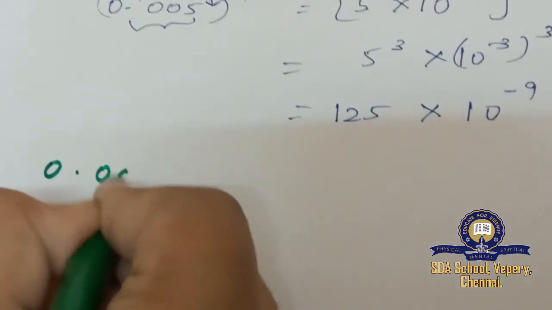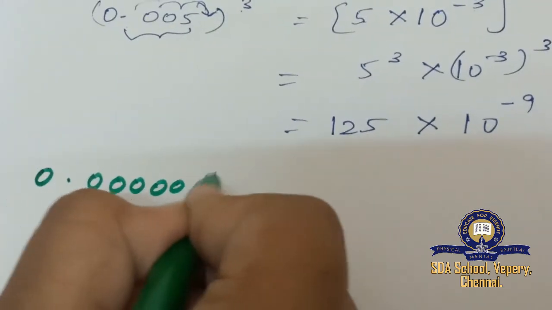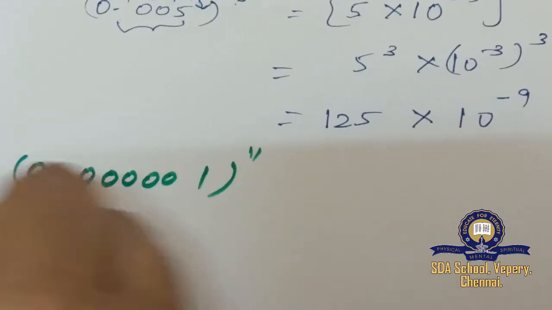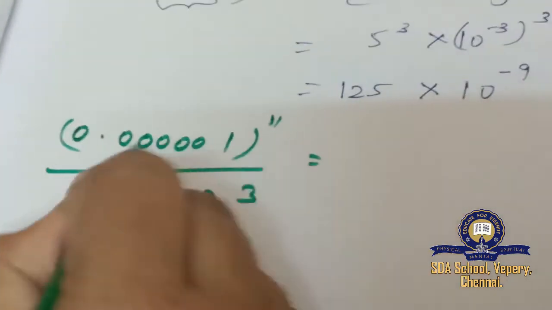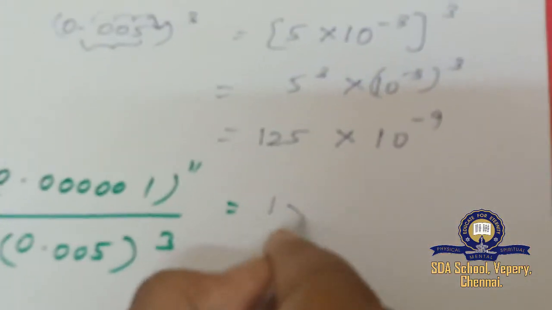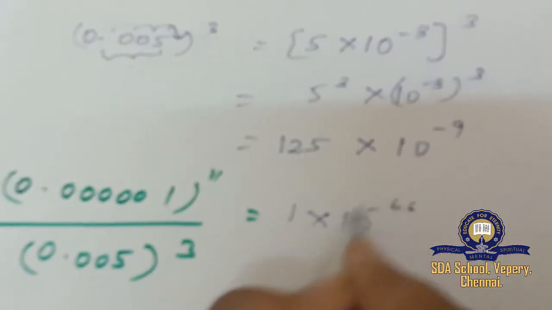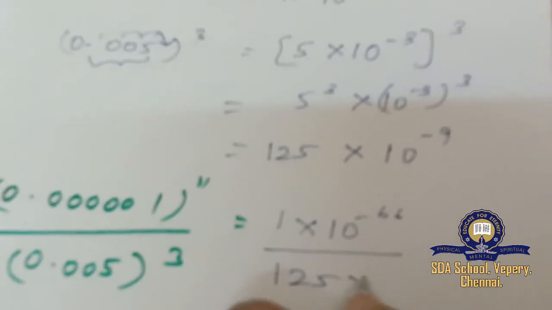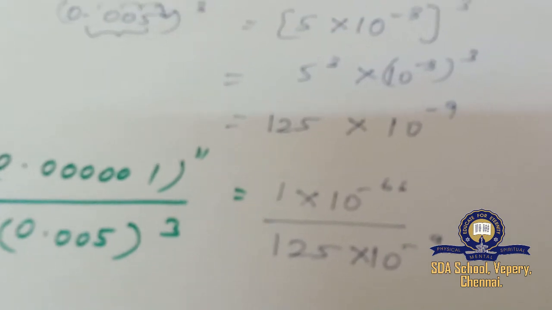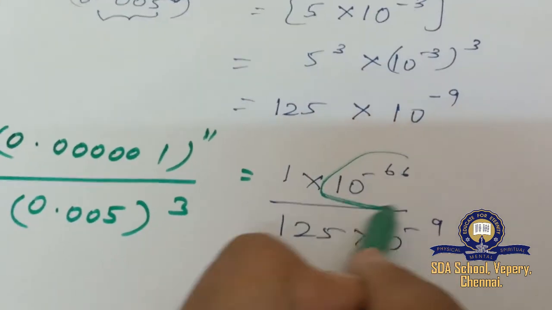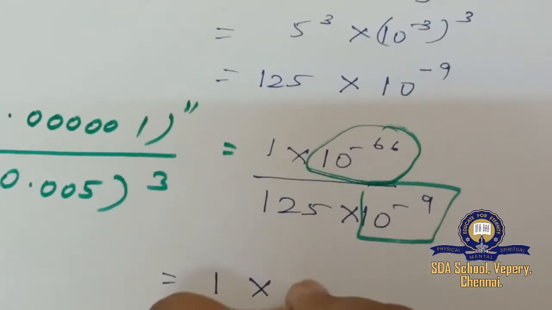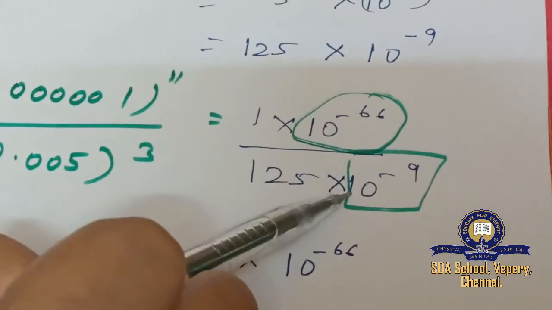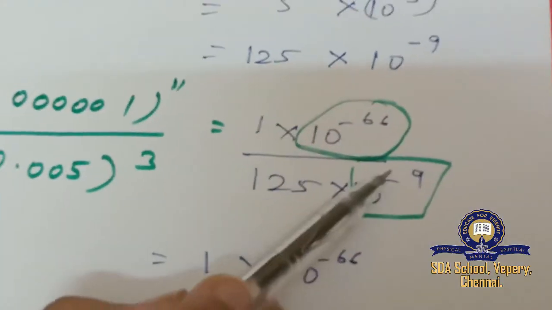My question was 0.000001 the whole power 11 divided by 0.005 the whole power 3. How can this be written? I have 1 into 10 power minus 66 divided by 125 into 10 power minus 9. I have a shortcut method for this. First of all, I will focus on these tens. Okay, I have a rule. What is that rule? Let 1 be as it is, 10 power minus 66. If the bases are the same, and if it is in division, I have to subtract the powers.